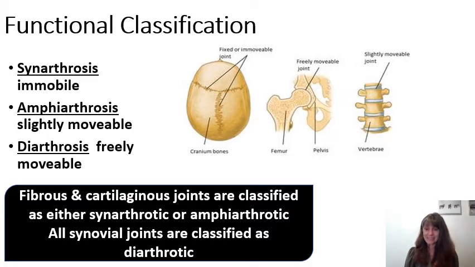Understand that the word synarthroses is plural. The singular form is synarthrosis. When you hear the term synarthrotic, that is an adjective describing the joint. So a synarthrotic joint, or a joint that is a synarthrosis, is a joint which is immovable. Amphiarthrosis means that it is slightly movable. Diarthrosis means that it is freely movable. Usually, fibrous and cartilaginous joints are classified either as synarthrotic or amphiarthrotic joints, whereas all synovial joints are classified as being diarthrotic or freely movable.